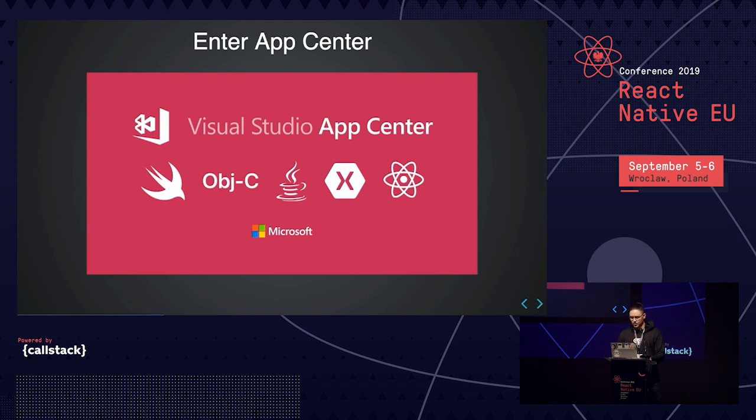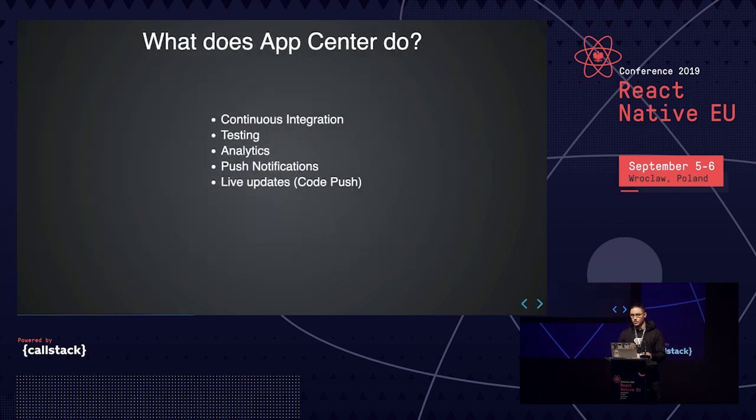So what does App Center do? I think the main thing is continuous integration. They allow you to do a lot of testing on hundreds of different devices virtually. It comes with analytics. You can do push notifications and live updates. CodePush was actually some really cool stuff I'll talk about later. All under one roof.